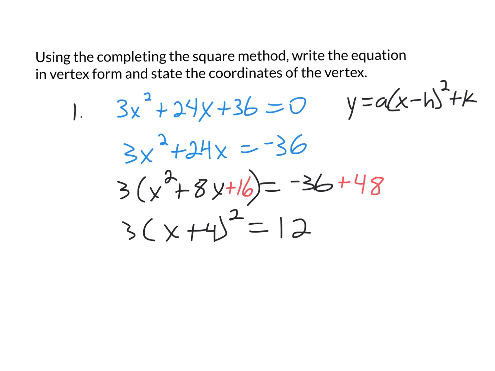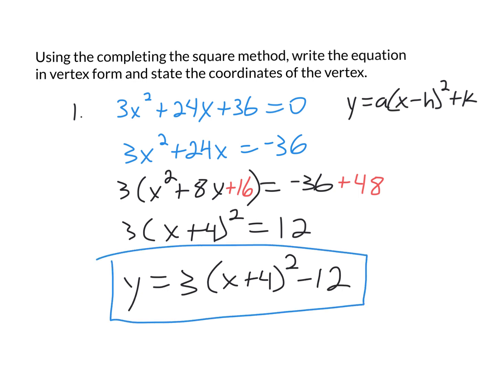Now you should recognize that this is almost in vertex form, except for this 12 would need to be on this side, so we'll end up subtracting it from both sides. So if we were to write this in vertex form, it's y equals 3 times x plus 4 squared minus 12. And that's how you put it in vertex form.